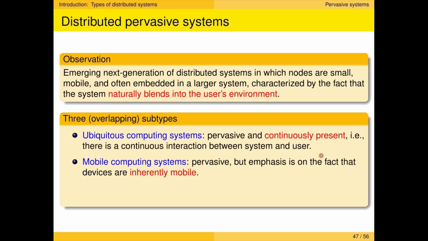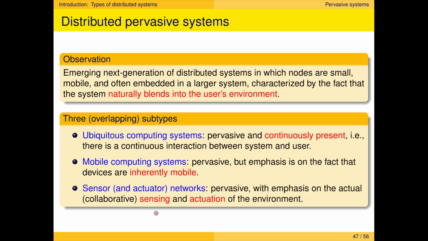The other one is mobile computing. Well, that's also pervasive. But this time what's different is in ubiquitous computing, we don't necessarily have the movement of the user and the device. Whereas in the case of mobile computing systems, as the name implies, they're mobile. It's inherently mobile. So the user changes location, so you also have to keep track of the location of the user.